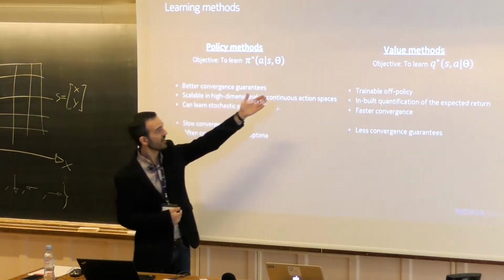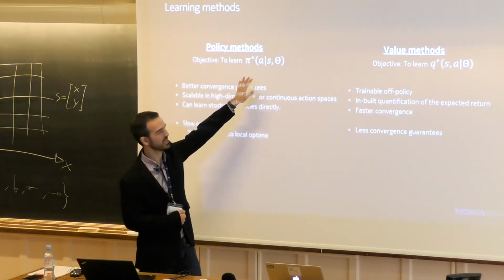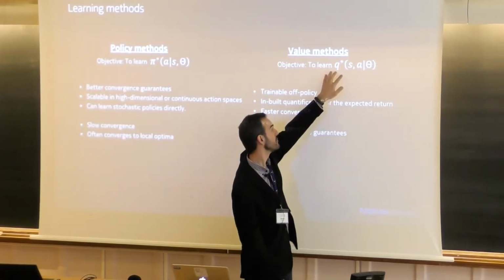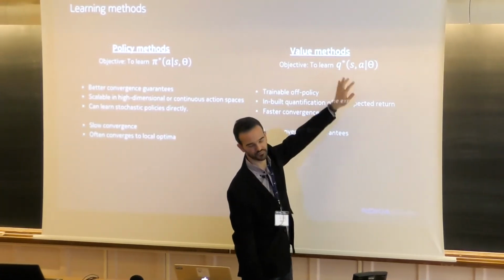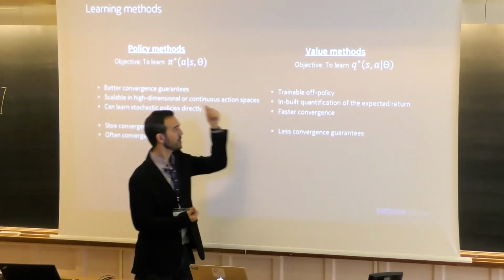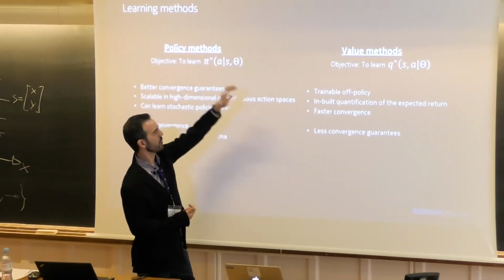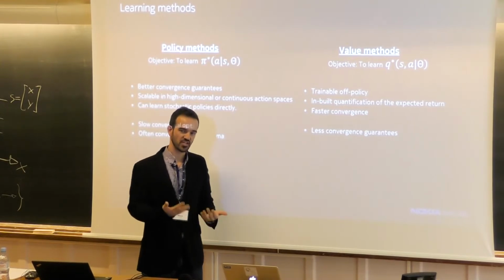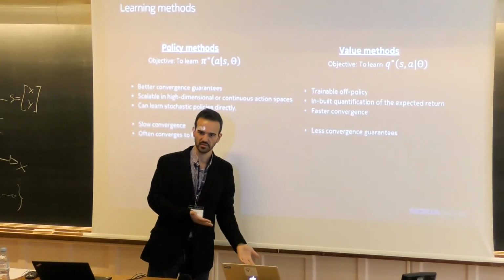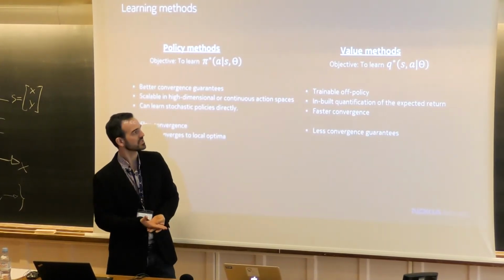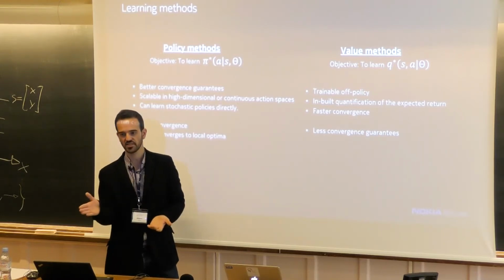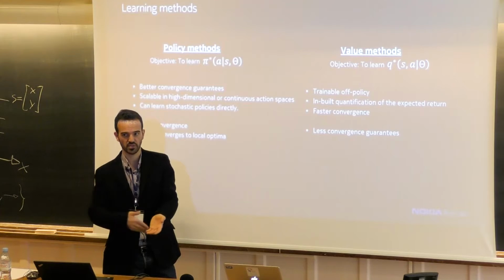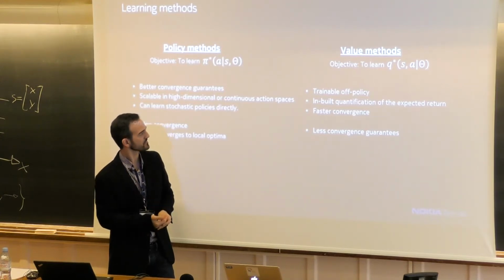And then on the other hand, we have value methods. Value methods do not try to learn the policy. They try to learn the value function. And very often, they try to learn the action value function. Why? I mean, if what we ultimately care about is how to behave, why do we care about the action value function? Well, if we know the action value function, we also know the optimal policy. As long as we can calculate how good each action is, the optimal policy is just choosing the action with the highest value. So it's pretty straightforward to get the policy from the action value function.